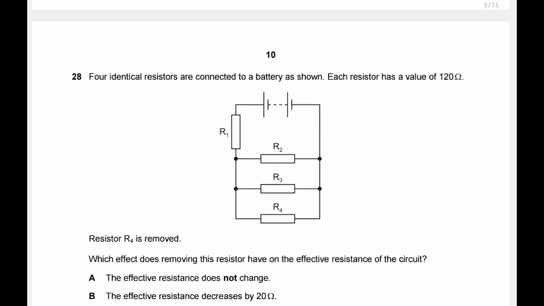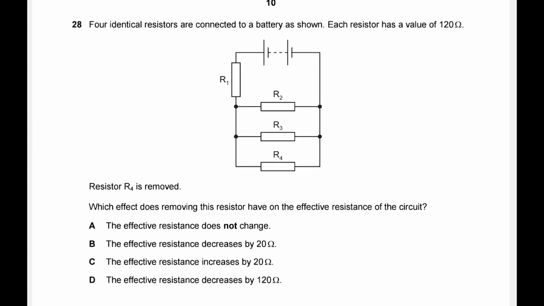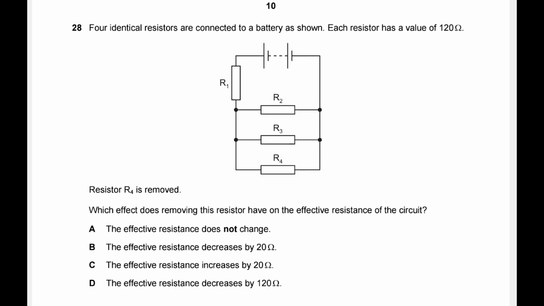Next, number 28. Four identical resistors are connected to a battery as shown. Each resistor has a value of 120 ohm. Okay, so each of them is 120.